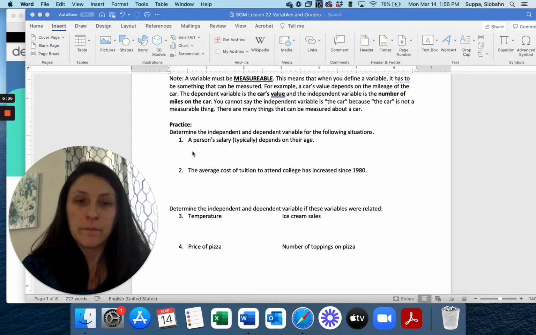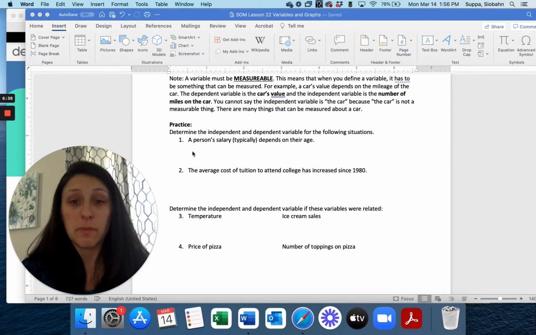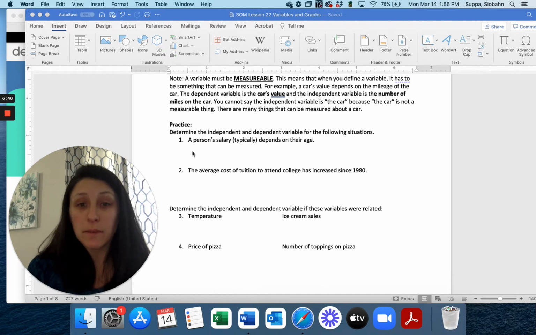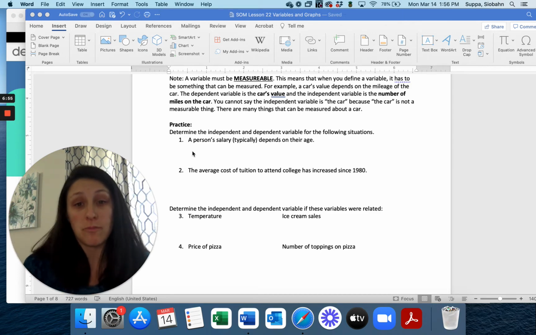For the first one, a person's salary typically depends on their age. And so I say typically because usually if you're not at least 16, usually you don't work. So you don't make any money. And after that, usually the older or further you advance into your career, which usually comes with age, the more money you make. So if a person's salary depends on their age, which of these variables is independent and which is dependent?